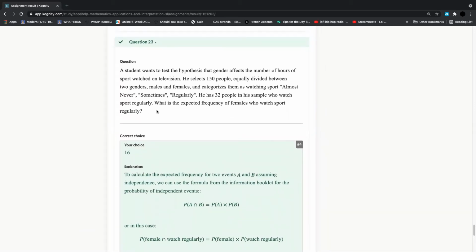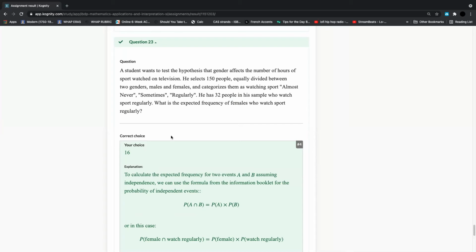A student wants to test the hypothesis that gender affects the number of hours of sport watched on television. He selects 150 people equally divided between two genders, males and females, and categorizes them as watching sport almost never, sometimes, and regularly. He has 32 people in his sample who watch sport regularly. What is the expected frequency of females who watch sport regularly?